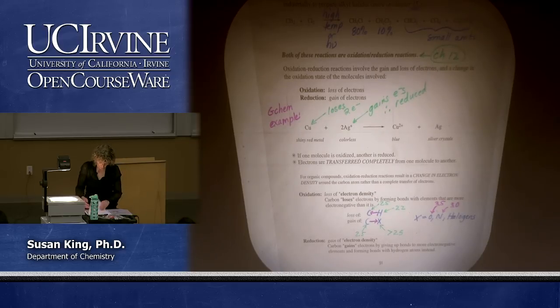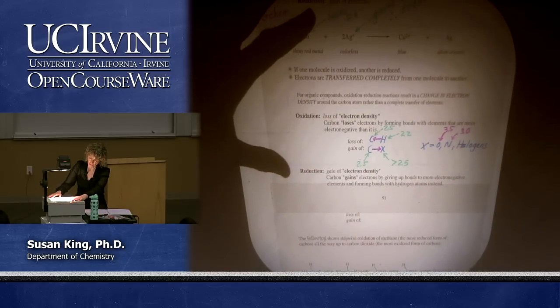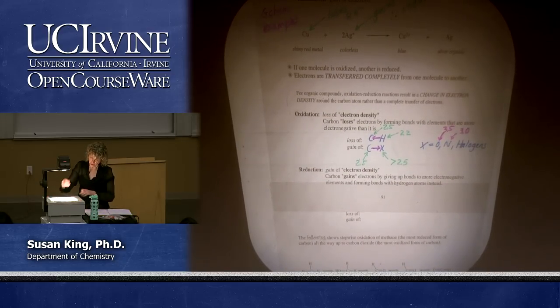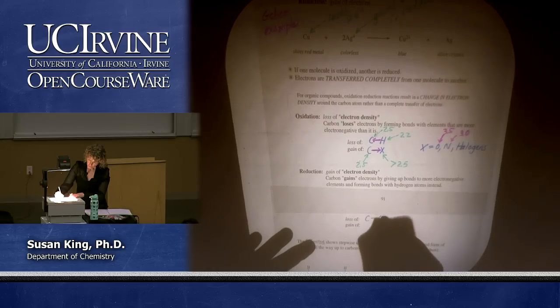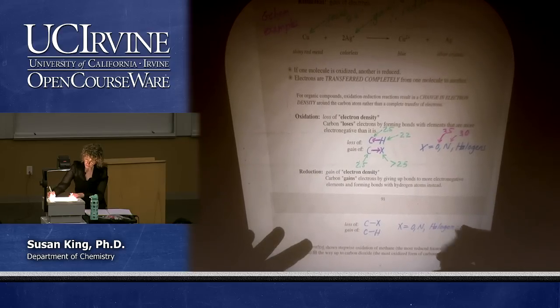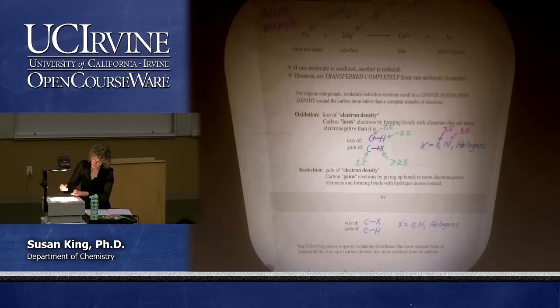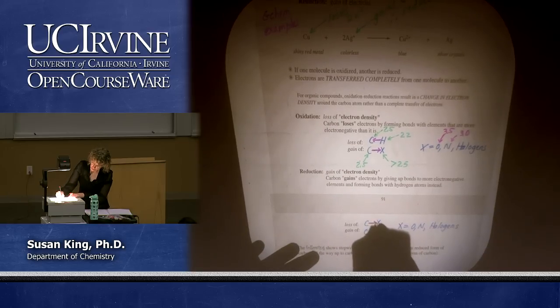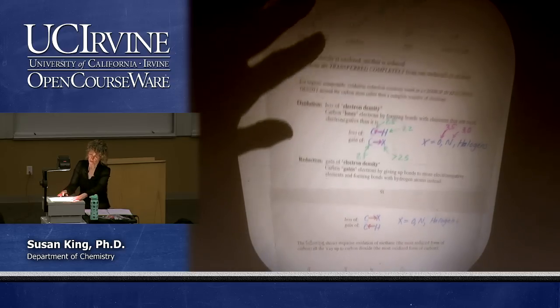Reduction is the opposite. Carbon gains electrons by giving up bonds to more electronegative elements and forming bonds with hydrogen atoms instead. So we have to have both of these things happening. Loss of carbon X, gain of carbon hydrogen. That's a reduction. Again, X equals oxygen, nitrogen, halogens, etc. Anything that's more electronegative. So here we have electrons flowing towards X, and now we have it flowing towards carbon. So we've changed the direction of the flow of electrons.